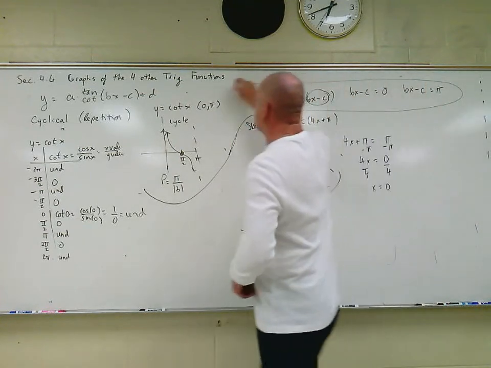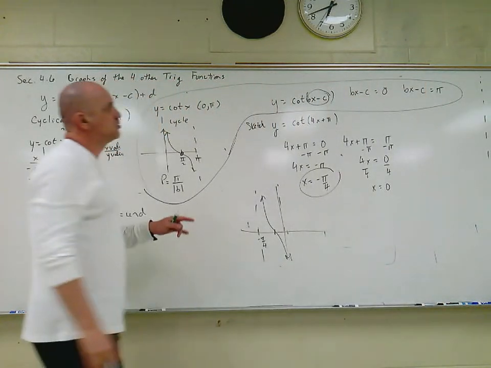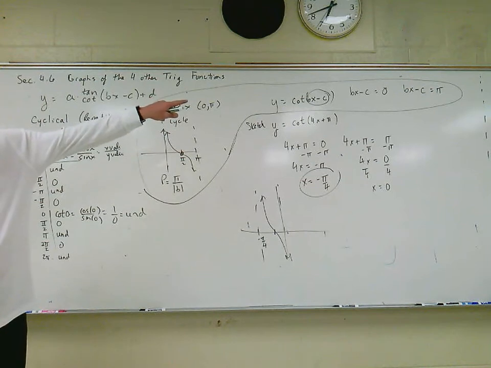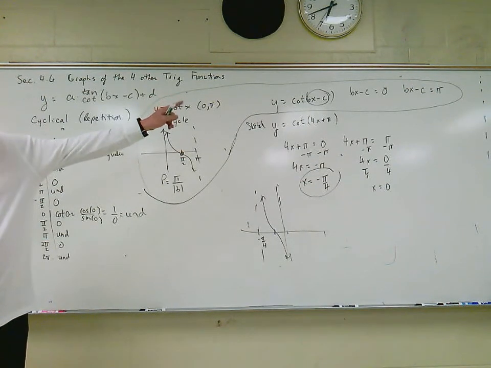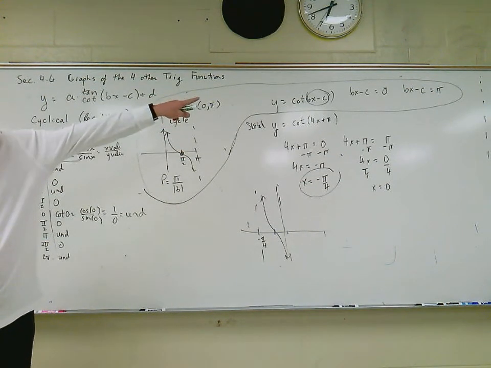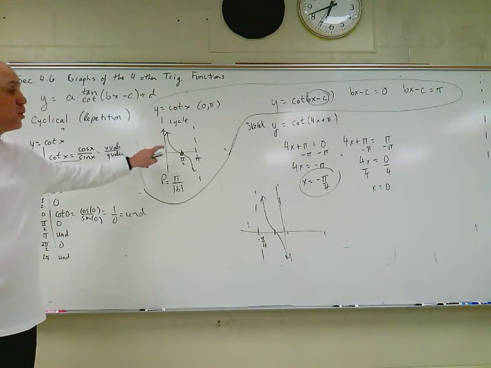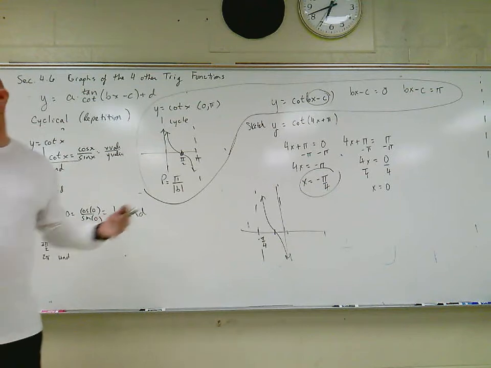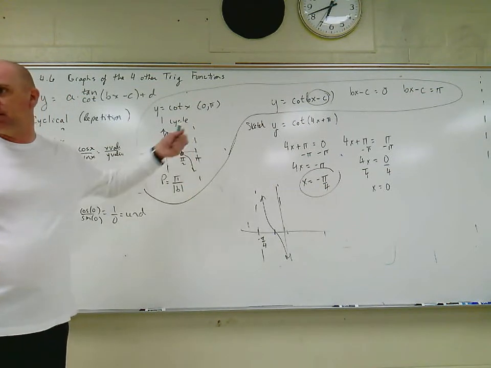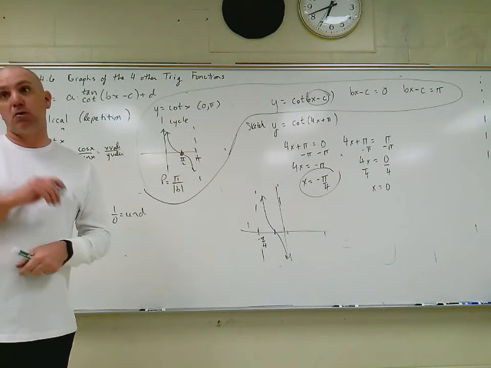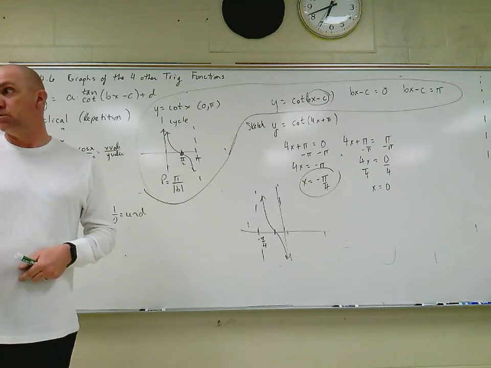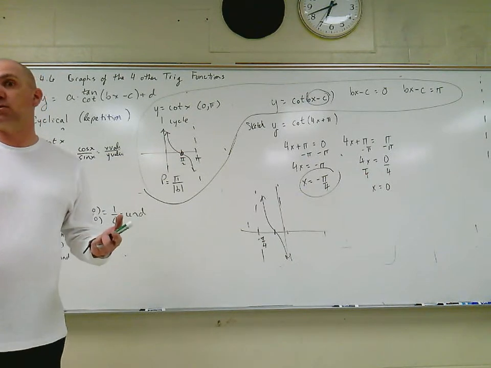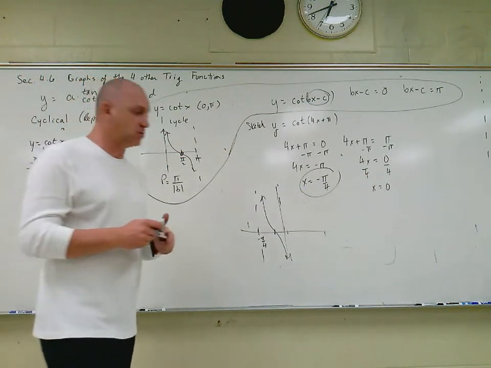So are you getting the gist now of how to do the phase shift? You've got to know where your cycle starts and ends, and that's what the inside's set to. So really, once you can do that, you can do any of them once you have the basic graph. Now, I like to do cosecant before secant. I know it sounds counter, but we're going to do cosecant first, okay?